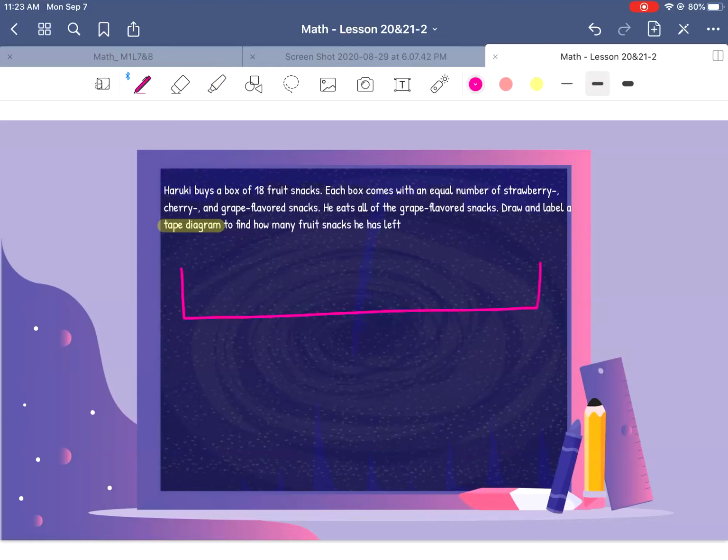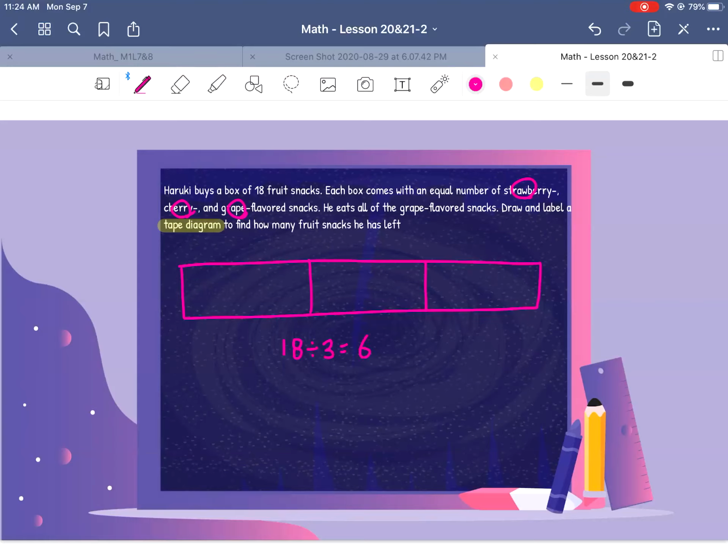So let me draw my tape diagram first. He buys a box of 18 fruit snacks. Each box comes with an equal number of strawberry, cherry, grape. So there are 3 flavors: strawberry, cherry, and grape. So I'm going to divide this into 3 sections because we have 3 flavors. Then we need to figure out how many fruit snacks are there for each flavor. So I'm going to use my division to figure that number out.